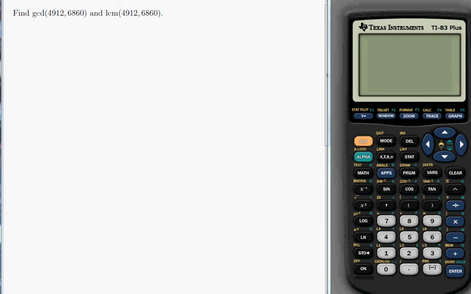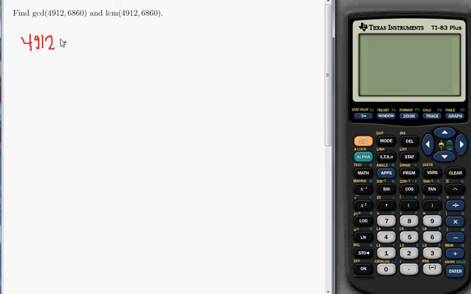Okay, for this next problem, let's find the greatest common divisor and the least common multiple of 4,912 and 6,860. To begin, let's find the prime factorization of these numbers. We have that 4,912.